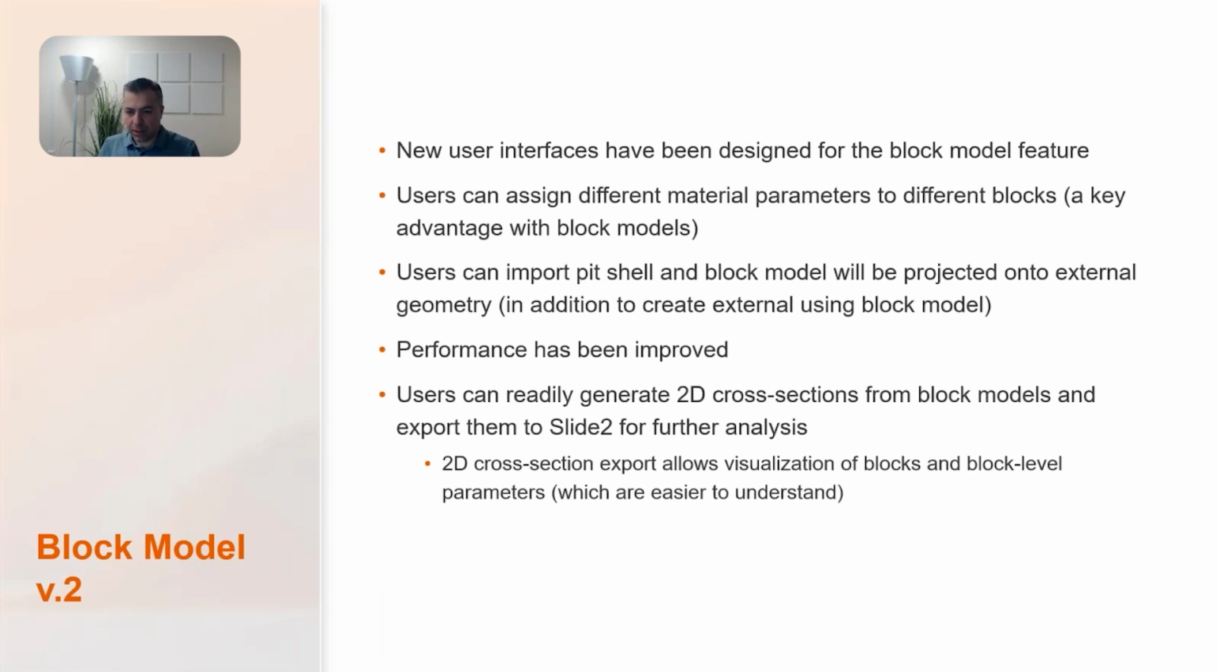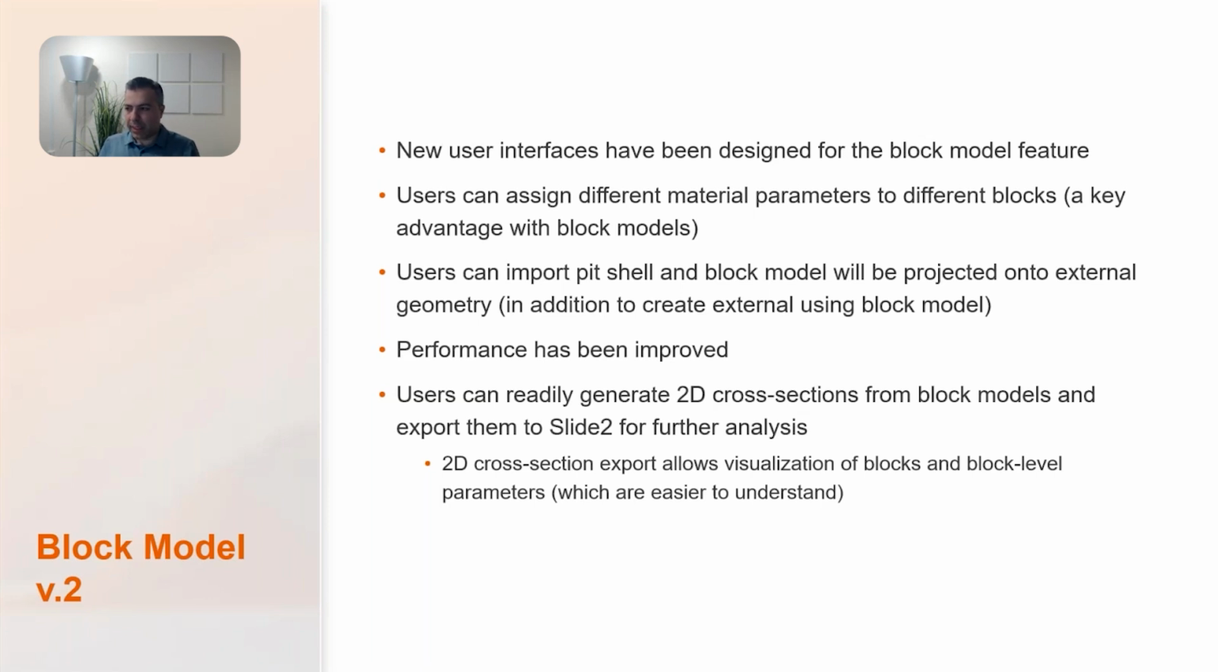So that's why now we have block model version 2, which we released a couple of weeks ago in Slide 3 and Slide 2. And we have new features. First of all, a new user interface has been designed for the block model. Now users can assign different material parameters to different blocks, so properties can be defined at the block level. This is the biggest improvement to the block model feature.